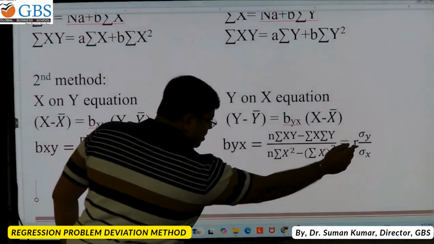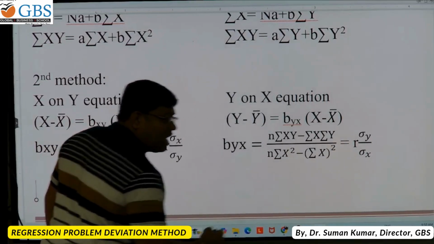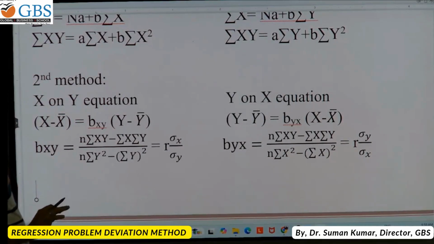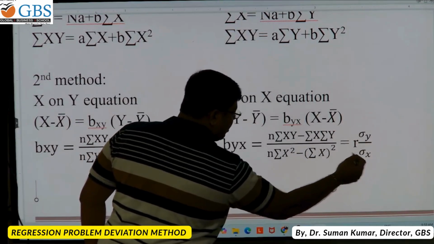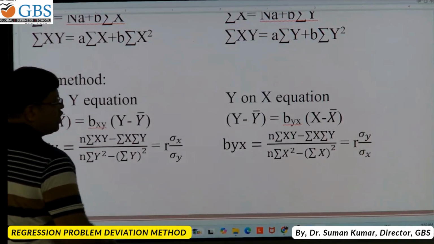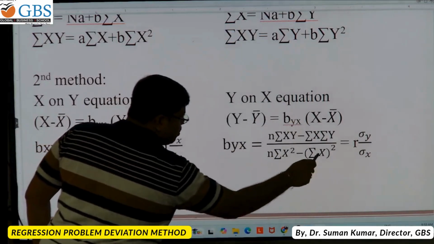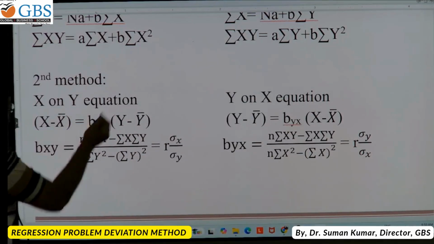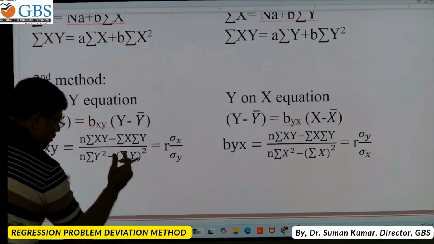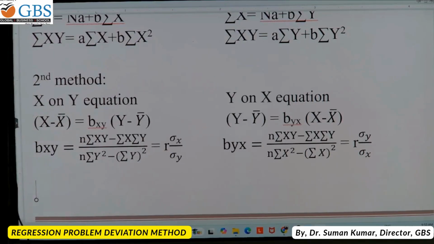In this, R, what is R? Correlation coefficient. So standard deviation of y divided by standard deviation of x. So when it is y on x, the x part will be the denominator. When it is x on y, the y part will be the denominator. Clear? Shall I solve?